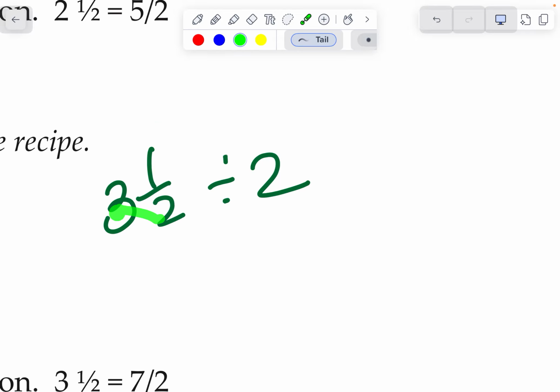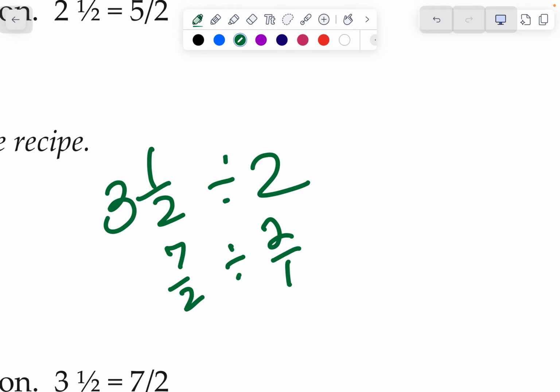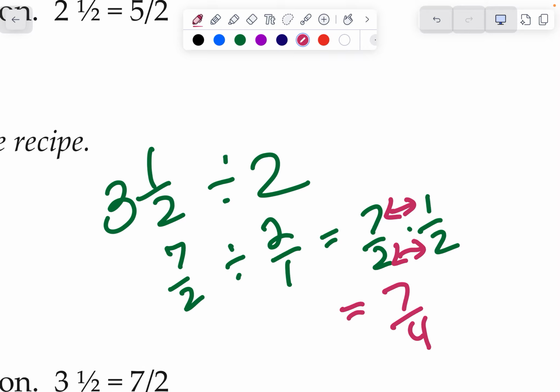3 times 2 is 6. 6 plus 1 is 7. So that's 7 over 2 divided by 2 over 1. As soon as you have it to that point, then you do the keep, change, flip. Okay? So we keep, we change, we flip. And then it becomes the rules that I discussed earlier. Multiply tops with tops and bottoms with bottoms. We would need 7/4 of a cup.